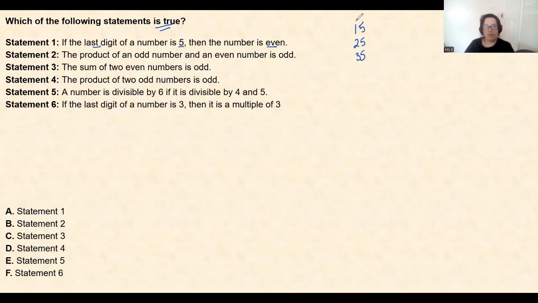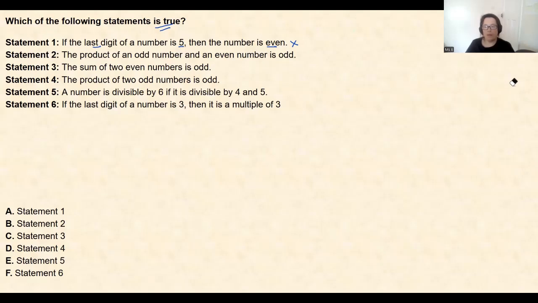Are these numbers even? Can they be divided evenly by 2? And the answer is no. So this statement is not true. Looking at statement 2, because we're looking for the statement which is true.